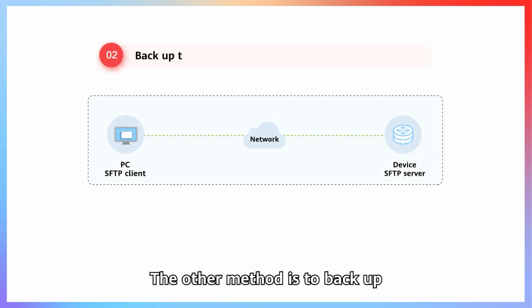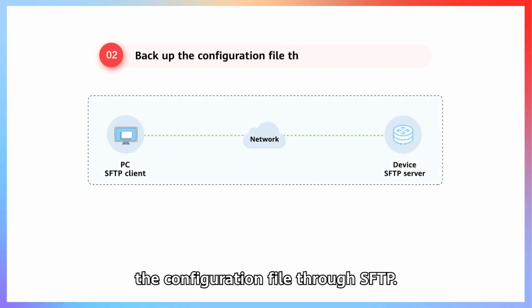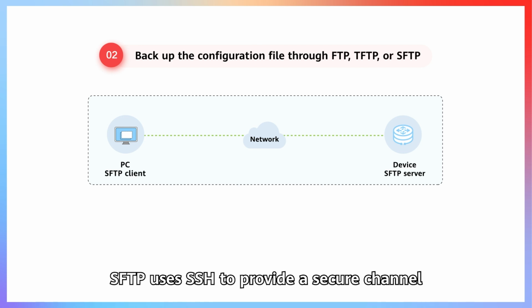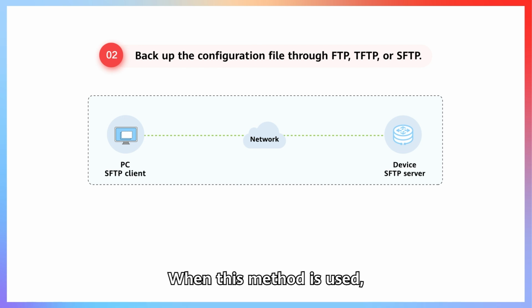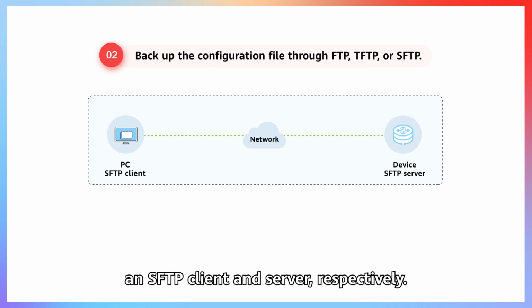The other method is to back up the configuration file through SFTP. SFTP uses SSH to provide a secure channel and allows remote users to securely log in to the device for operations such as file management and transfer. When this method is used, the PC and device function as an SFTP client and server, respectively.